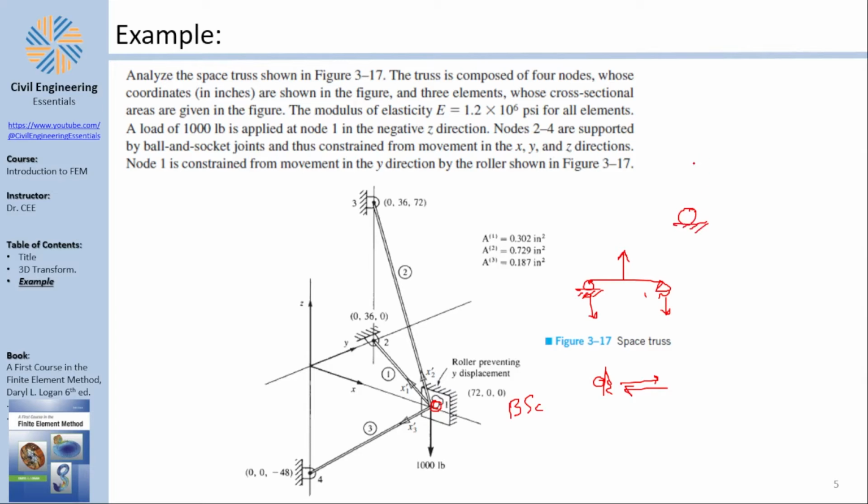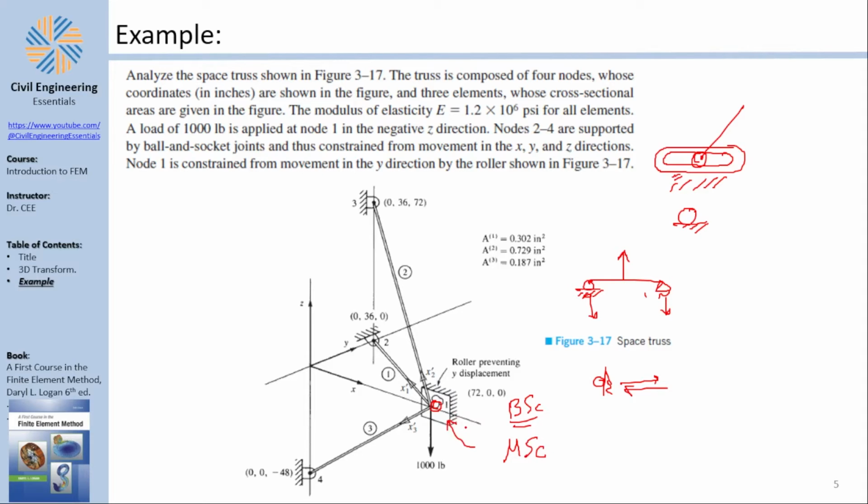The truth to be said here is that I should draw the roller like this, with the ball running like this. That's a true roller, because this roller will actually be able to carry both tension and compression, but nobody cares because you know those limitations. This is for BSc. In MSc, you might really deal with this as a smooth surface.